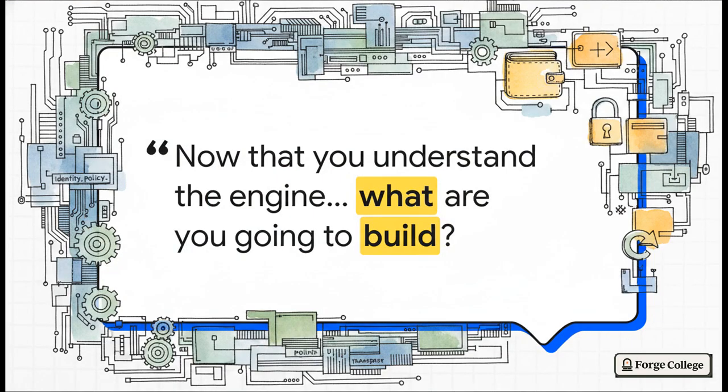We have successfully mapped out the internal schematics today. We've moved from the flashy exterior features straight down to the foundational logic. So I want to leave you with this provocative thought. Now that you actually understand the engine, and now that you know exactly how identity, policy, and transport weave together, what are you going to build? What massive user friction are you going to completely eliminate by wiring your architecture the right way?